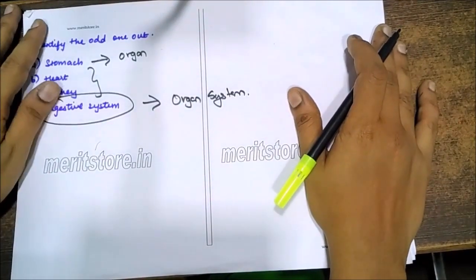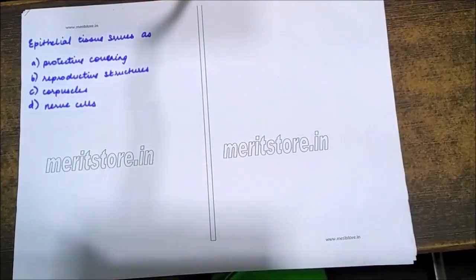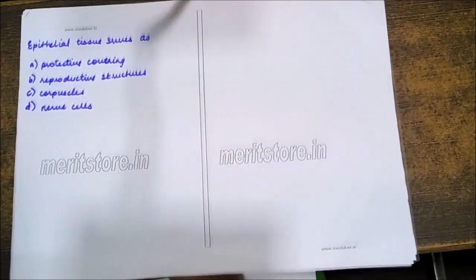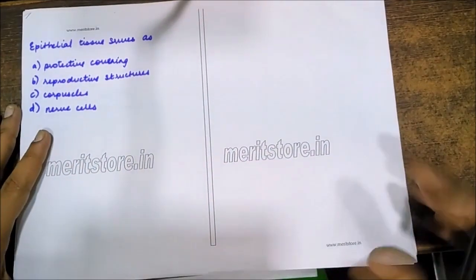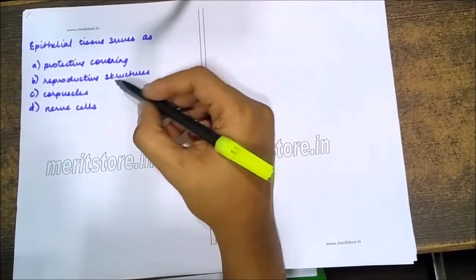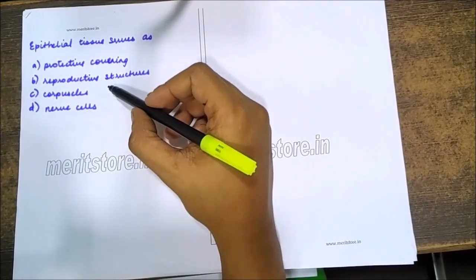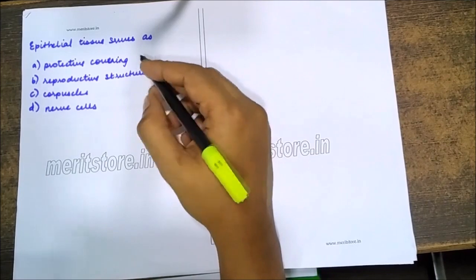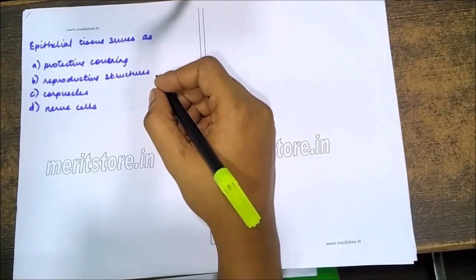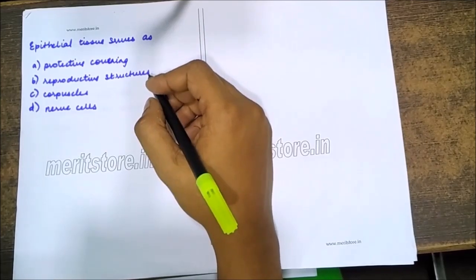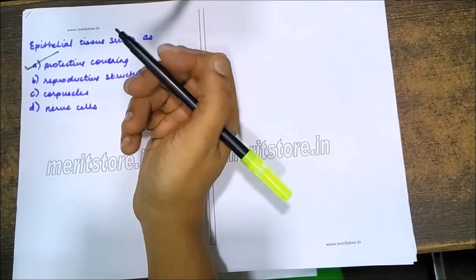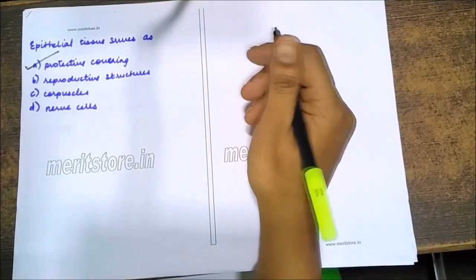Next. Epithelial tissue serves as, options given are protective covering, reproductive structures, corpuscles or nerve cell. Now the entire skin that is covering our body is made up of epithelial tissue. So its main function is protection. So epithelial tissue serves as a protective covering.